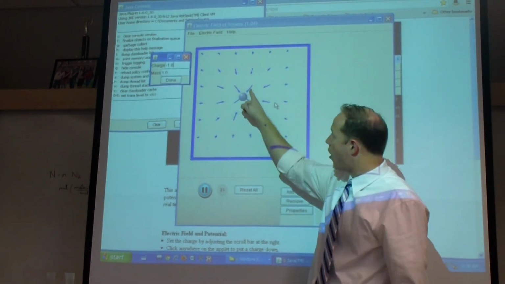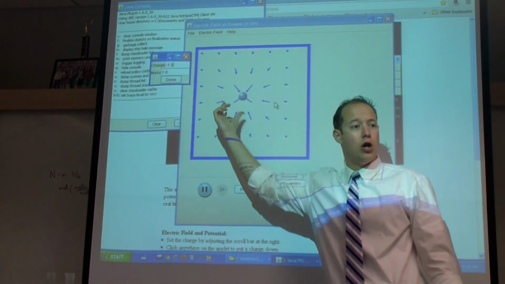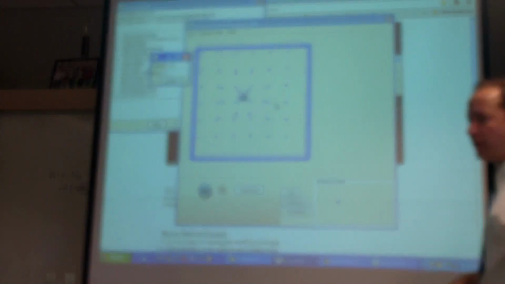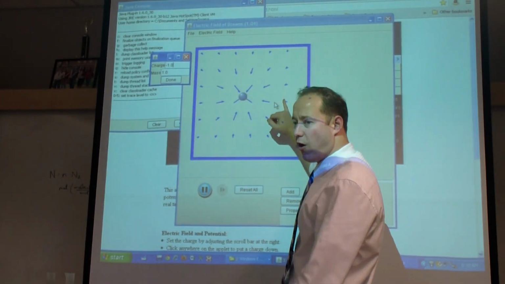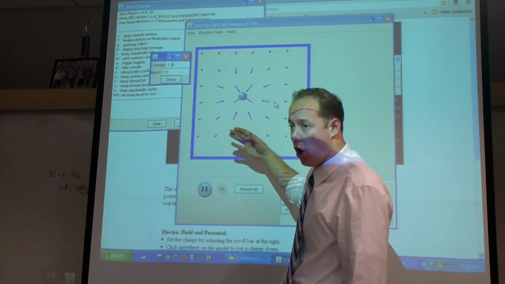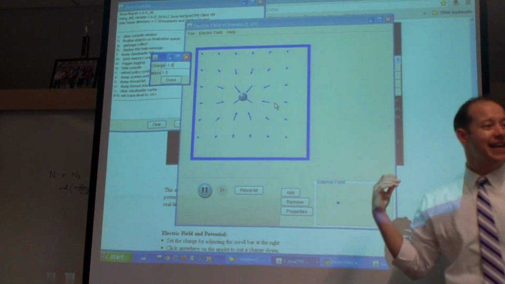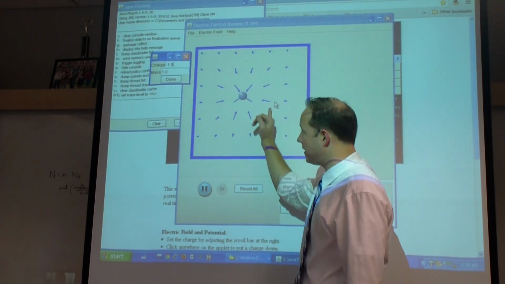Notice that the vectors are longer the closer they are. The field is stronger closer to the charge. It's an inverse square law. So if you are twice as far away, the field is only 1/4 as strong. If you are 3 times as far away, the field is only 1/9 as strong as it used to be.